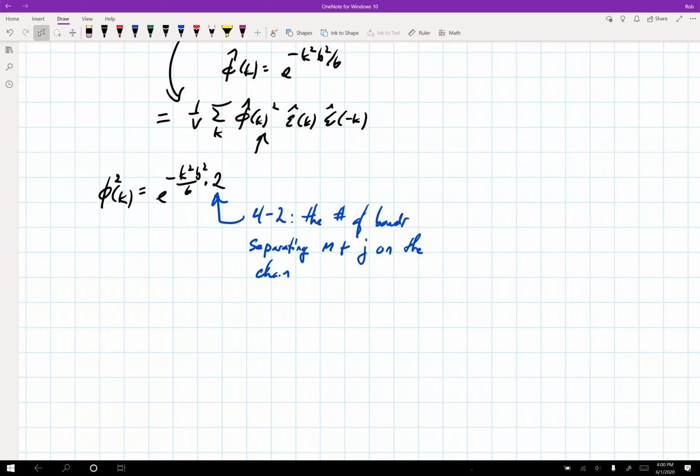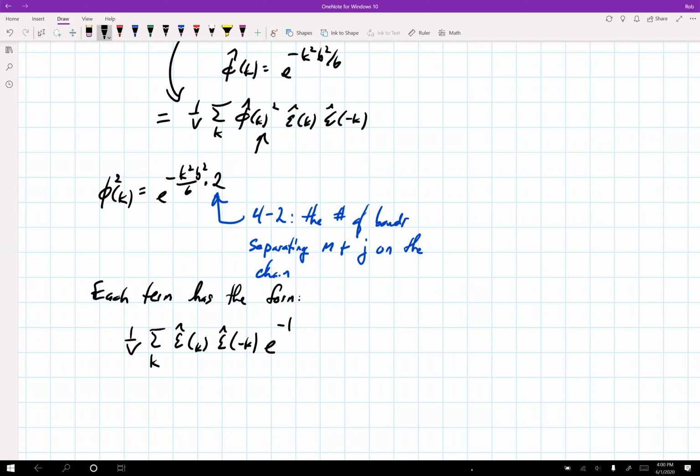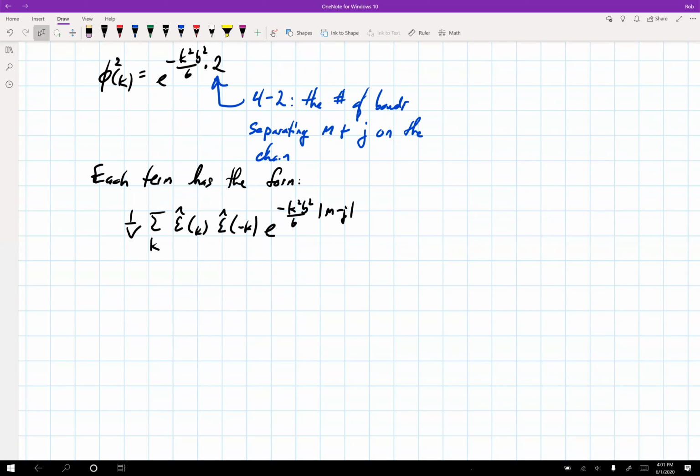And so the general pattern that comes out is that each term is going to have the form 1 over V, sum over k, for some particular value of M and J, epsilon hat of k, epsilon hat of minus k, e to the minus k squared b squared over 6, to the absolute value of M minus J, so the number of bonds between M and J. Now this is something that we can take all the way back up to Q, the partition function above, and we'll have our pattern.